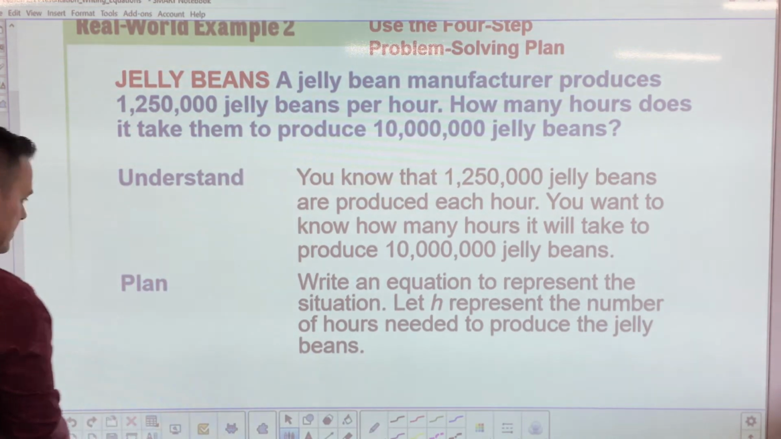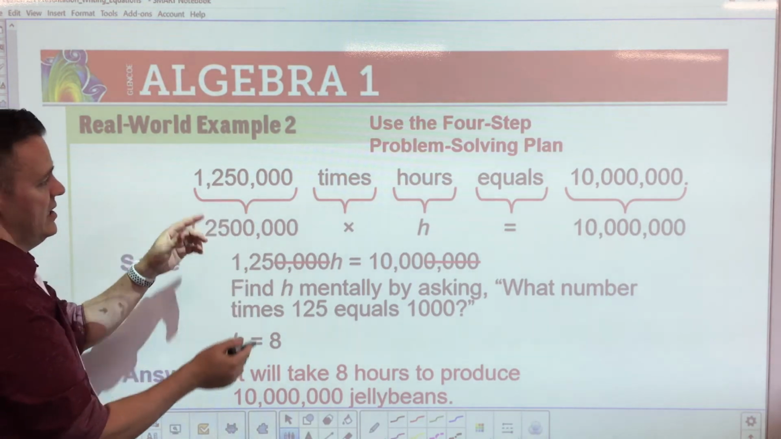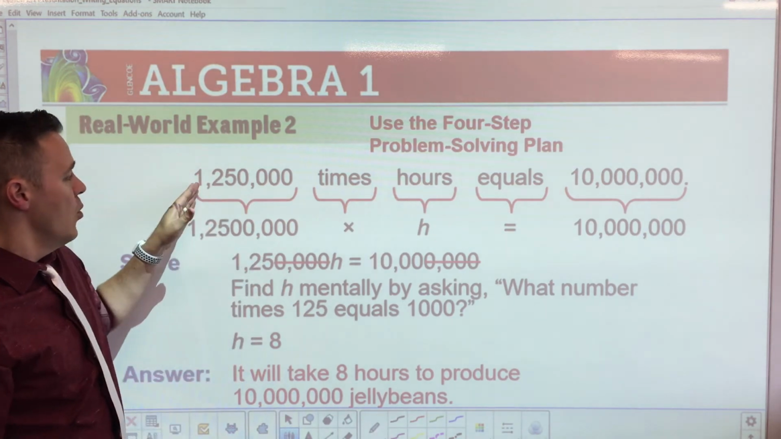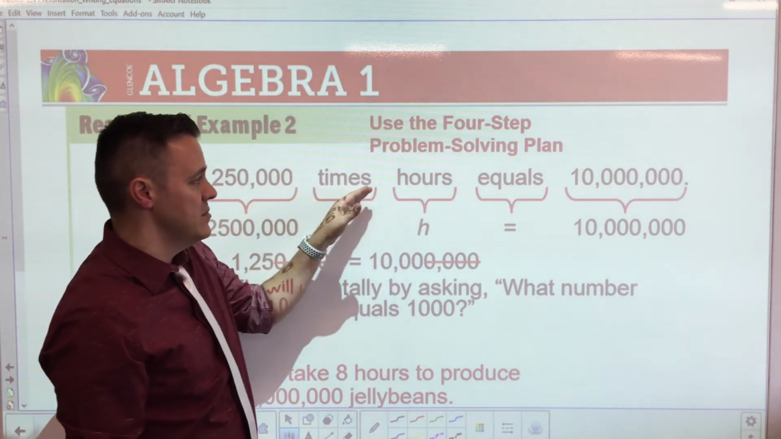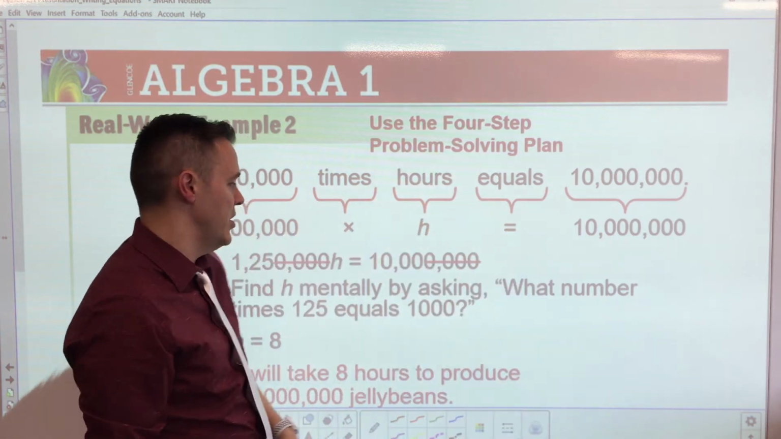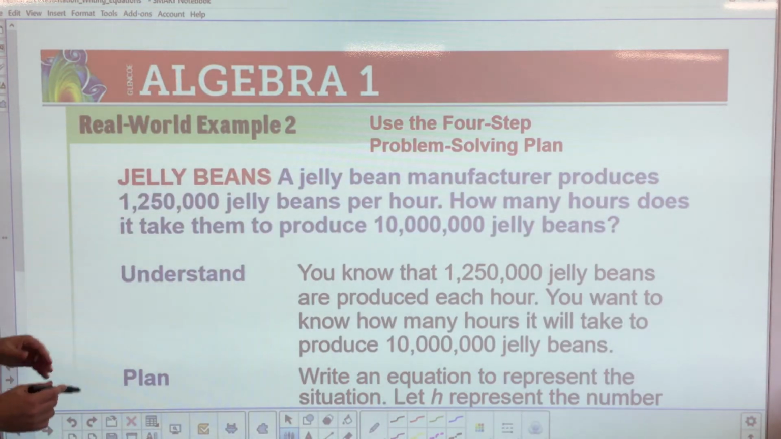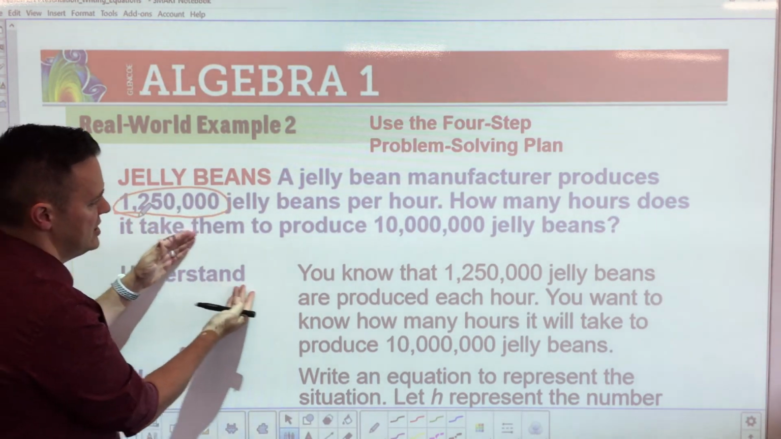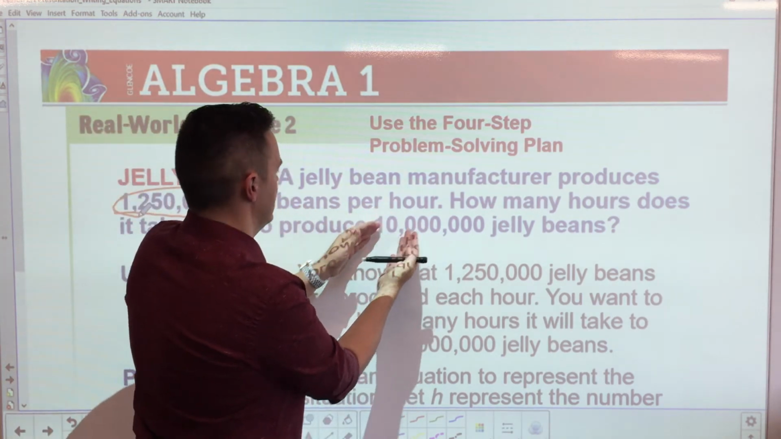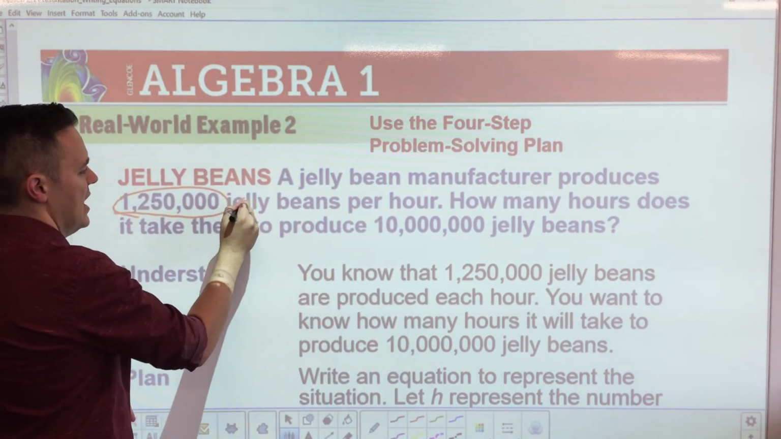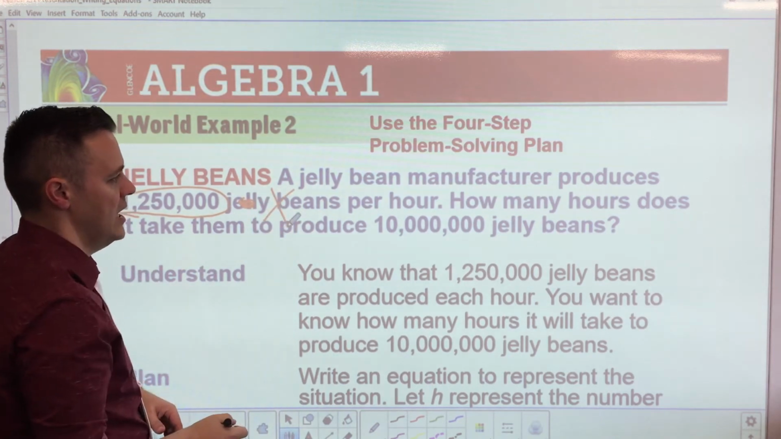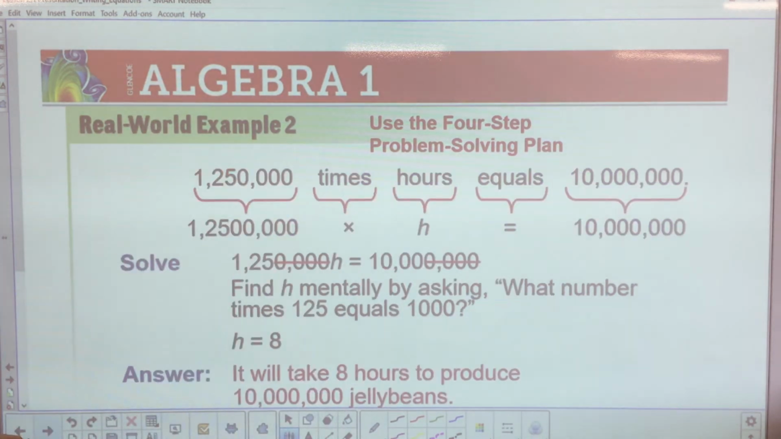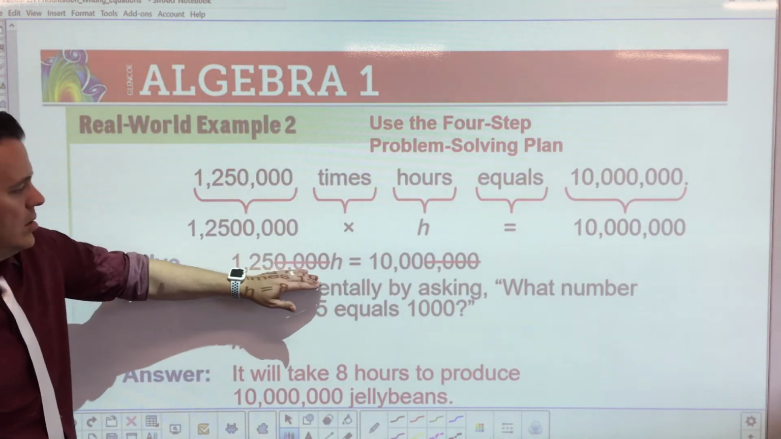So, as you see it, keep looking at this in your notes as we go through: 1,250,000 times hours equals 10 million. If we go back up, what is it saying? It produces, so you write this number down first. Write it down as you see it. Then you want to know per hour, because that's what we're going by. So it would be this number times, I'm going to write over the top of it, x. And then what is that going to equal? That equals 10 million. That's the equation.